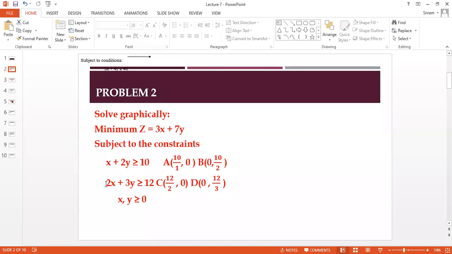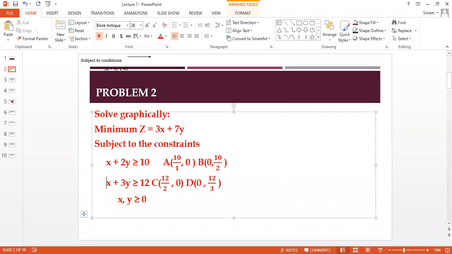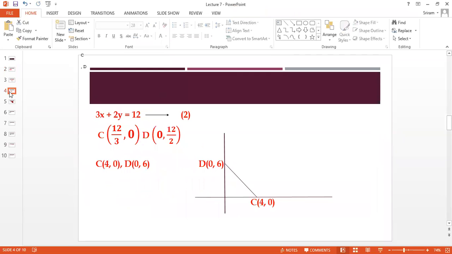Oh, there is a mistake here. This is 3x plus 2y. So I am going to divide by 3 for x and by 2 for y. Now 12 by 3 is 4 and 12 by 2 is 6. I am going to draw the diagram.